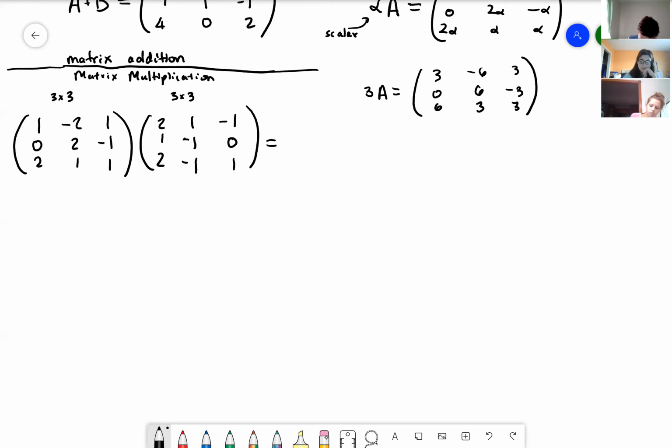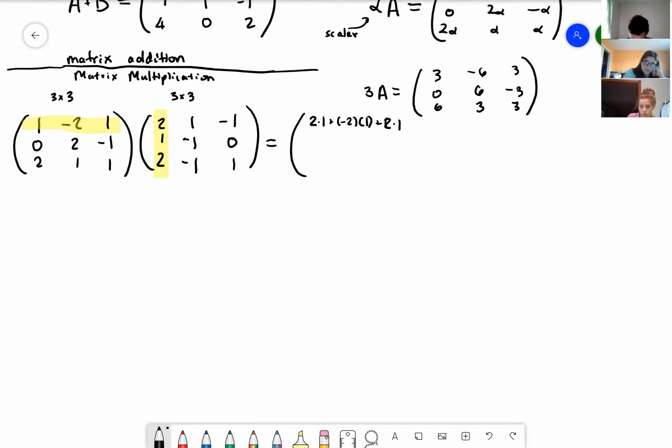Anyway, we take columns of the matrix on the right-hand side and rows of the matrix on the left-hand side, and we compute their inner product. We take matching entries, we multiply them together and add them up. So this will be 2 times 1 plus negative 2 times 1 plus 2 times 1.